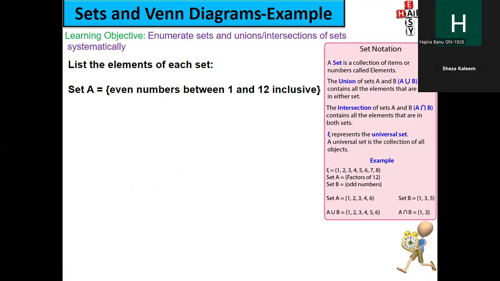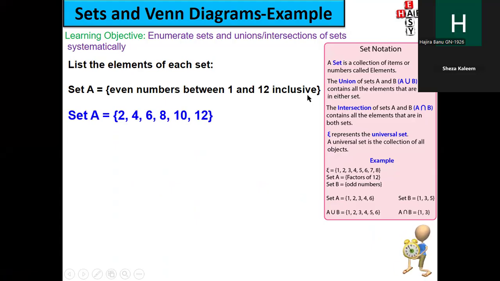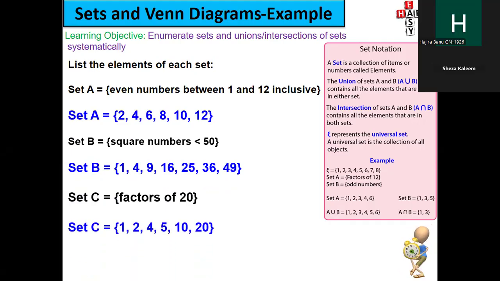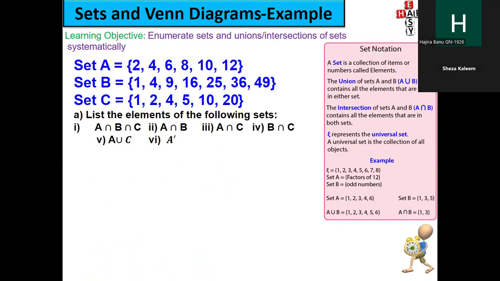Let's check the answers. Set A is even numbers between 1 and 12, inclusive. Inclusive means 12 is included. Between 1 and 12 inclusive, this word is giving you the hint that 12 is also included. Is that clear? Set B is square numbers less than 50. Then set C is factors of 20.